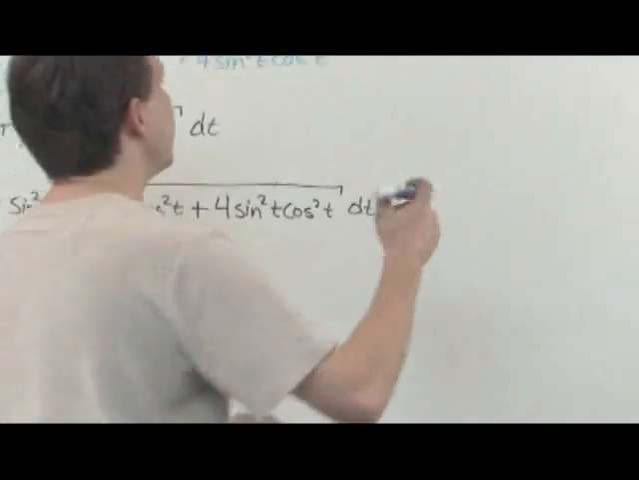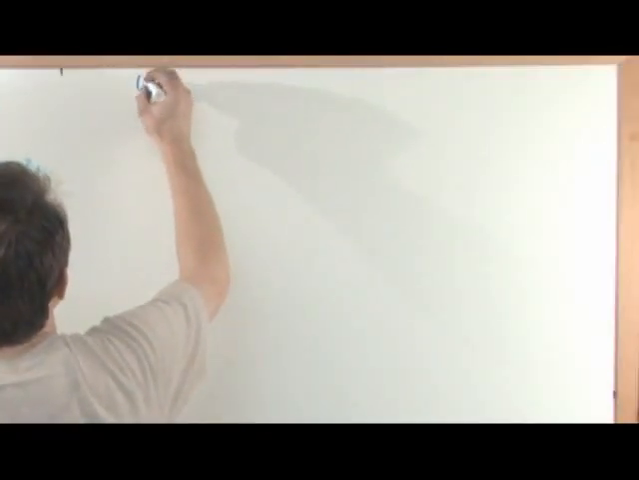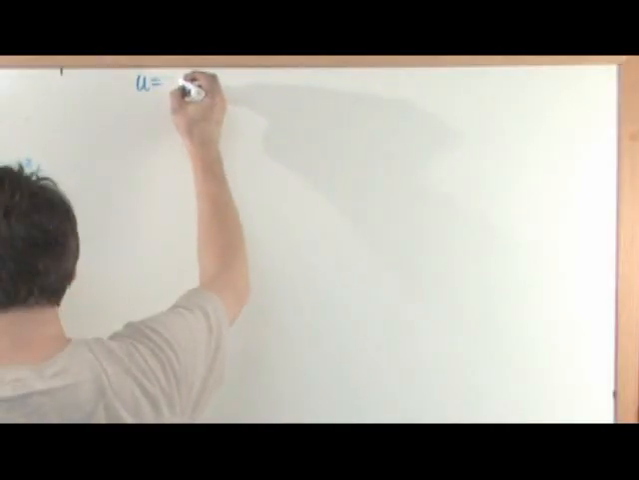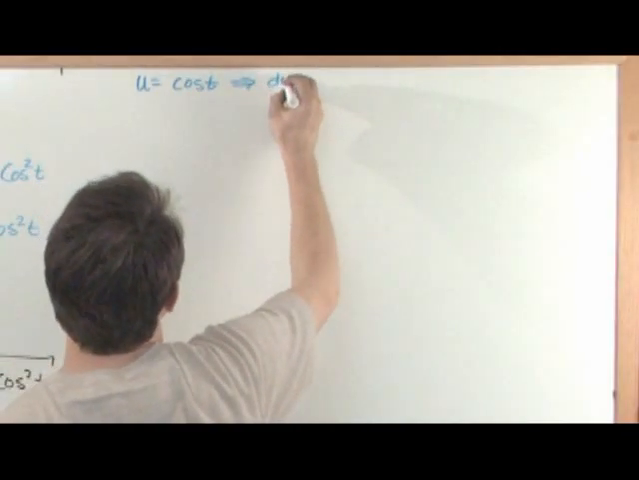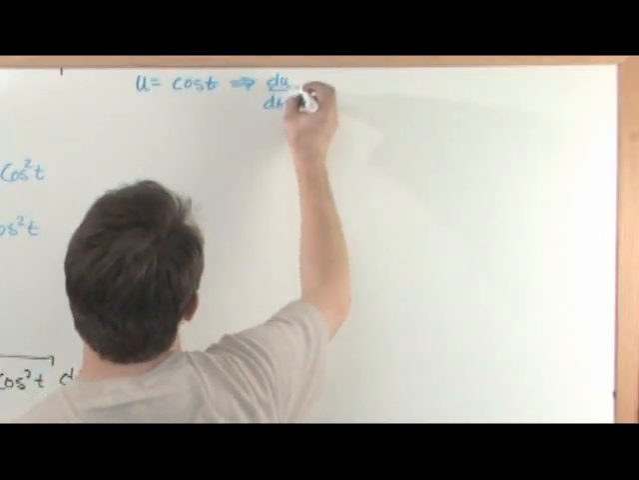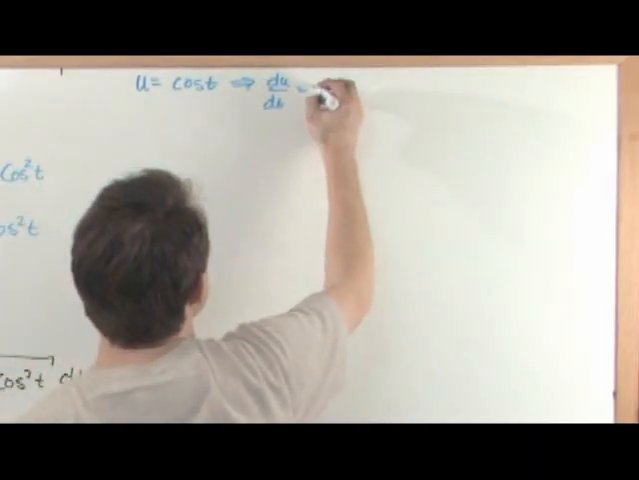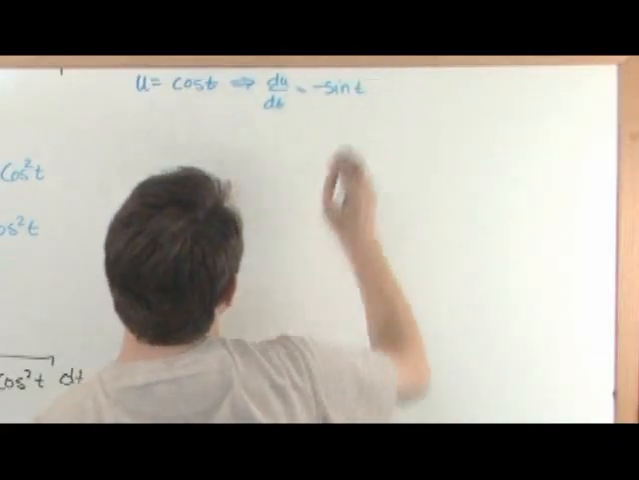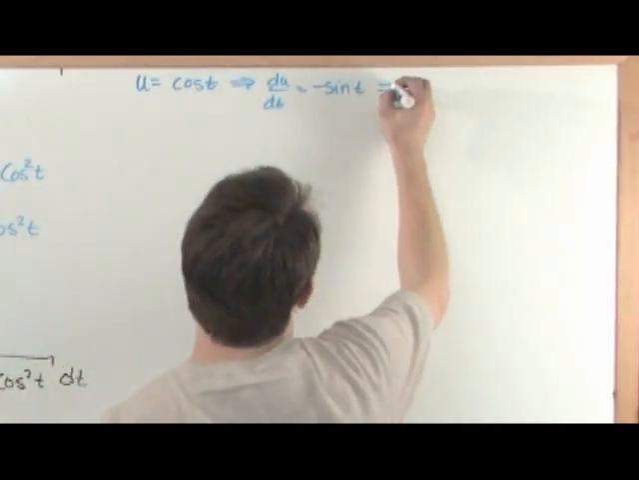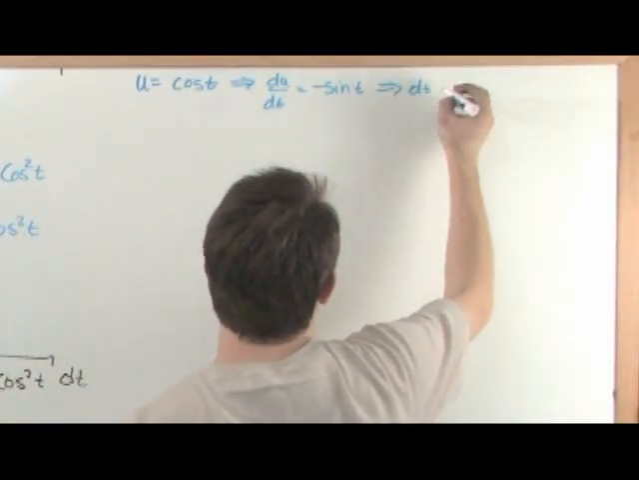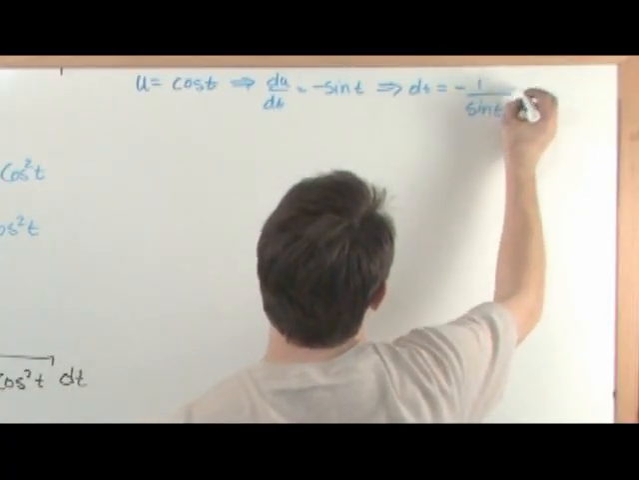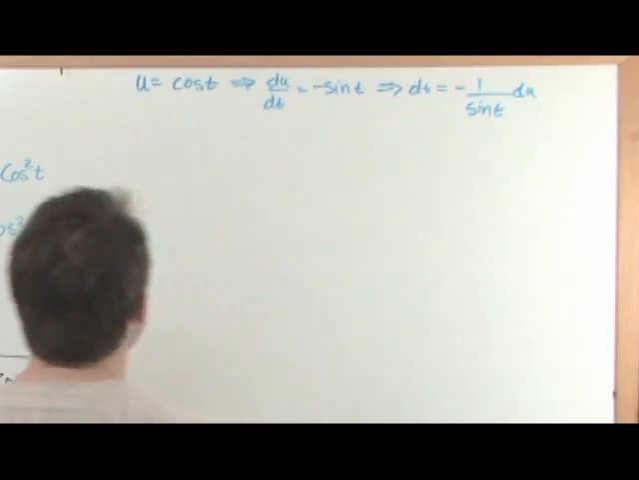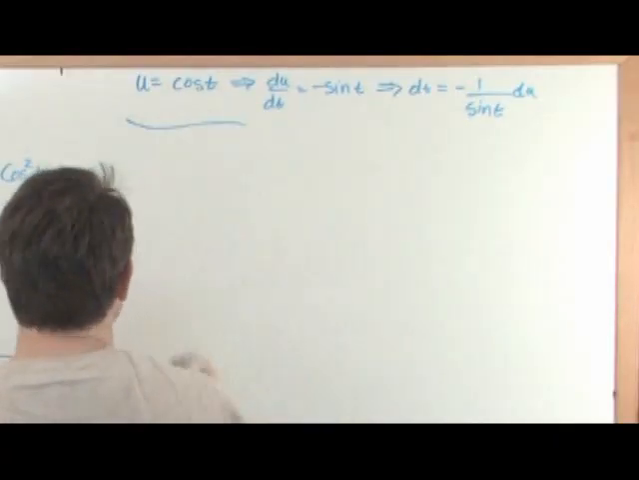So I'm going to go up here and say u is equal to cosine of t, which means du/dt, the derivative of cosine, is negative sine t. Which means that dt, which is what I'm going to need to plug in there, is equal to negative 1 over sine t du. I'm going to need that, okay? So let's use it.